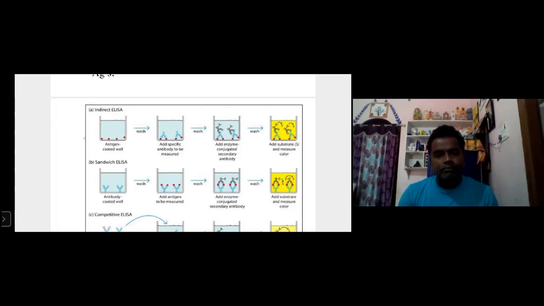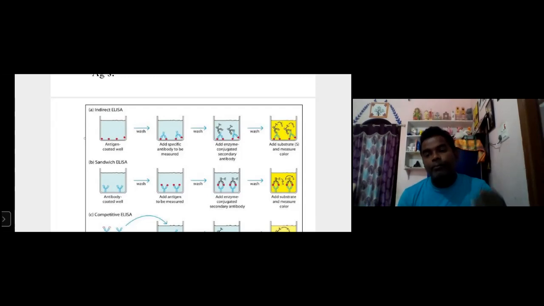The second one is sandwich ELISA. Remember one thing. Here, first of all, the well is coated with the antibody. Then with the help of water, removal. Then add antigens. Here also antigen antibody complexes are formed. Then with the help of distilled water, remove the unbound sample particles from the tube. Then we add conjugated enzyme coated antibody.